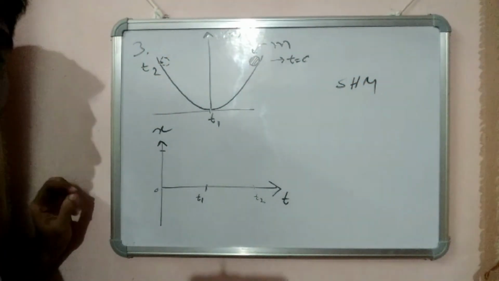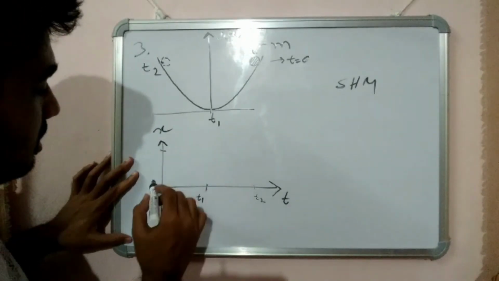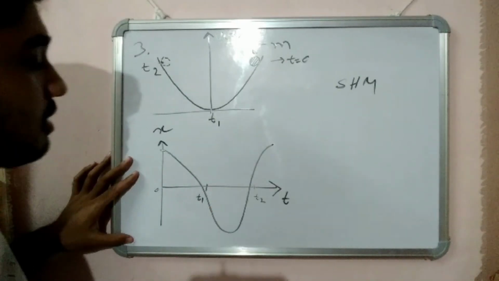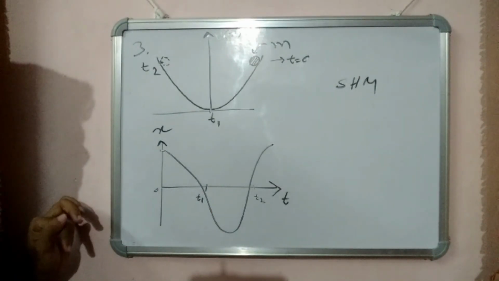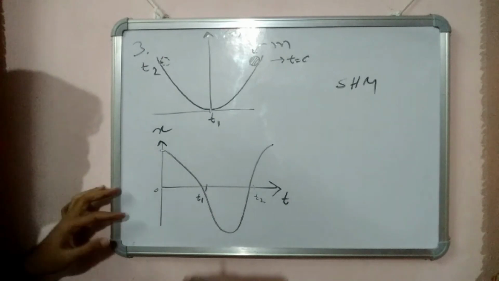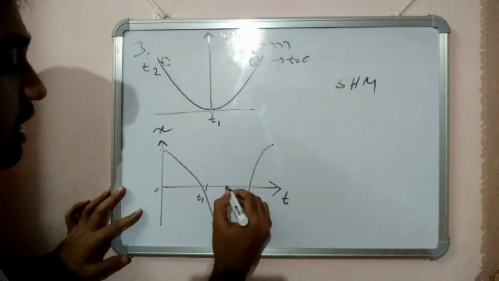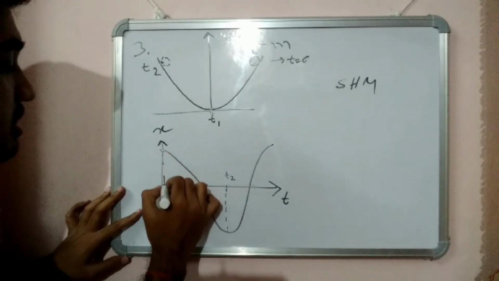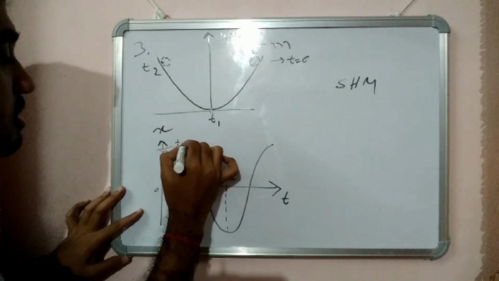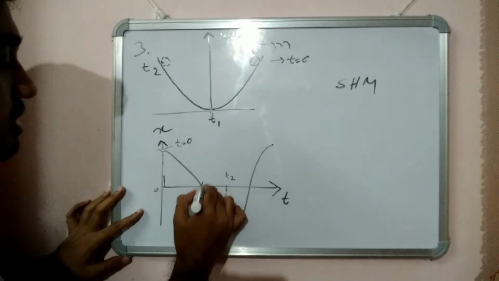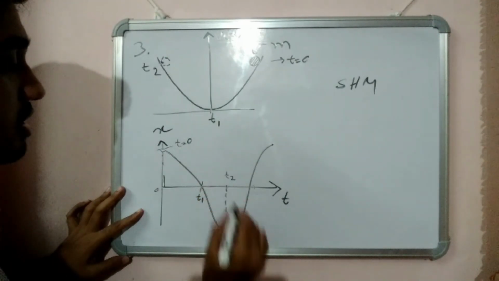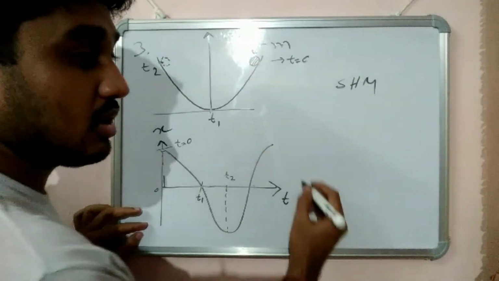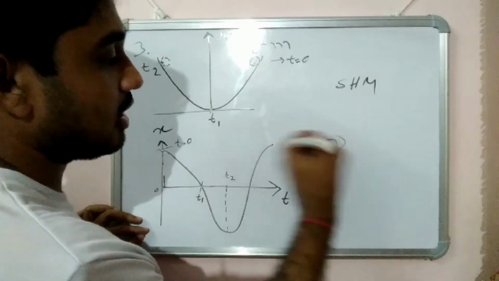So according to our knowledge, the graph will be like this. Okay, so our t2 will be like here. This is the maximum amplitude and this is the maximum amplitude. This is t is equal to 0. This is the t1 and this is t2. So option A is correct.